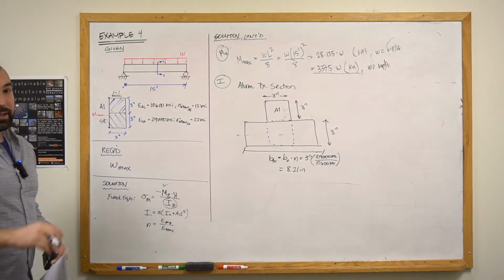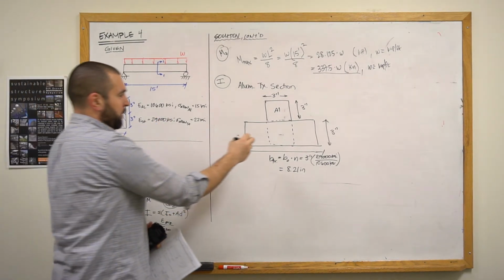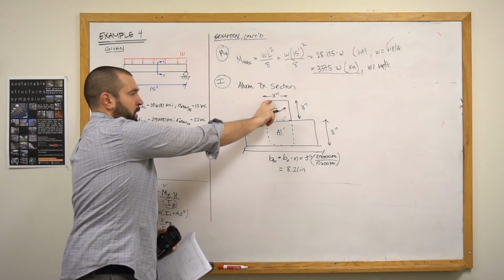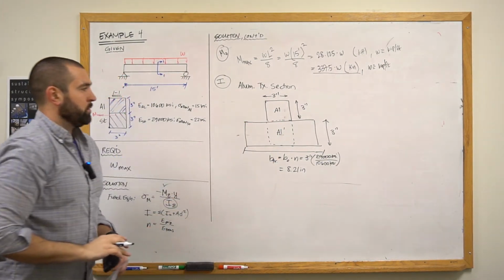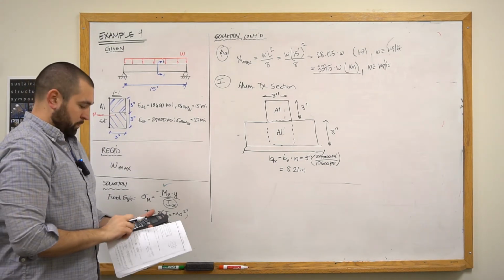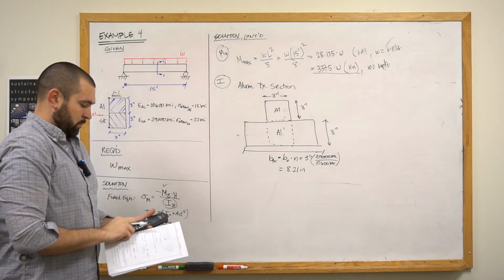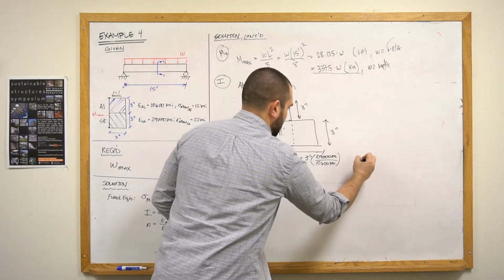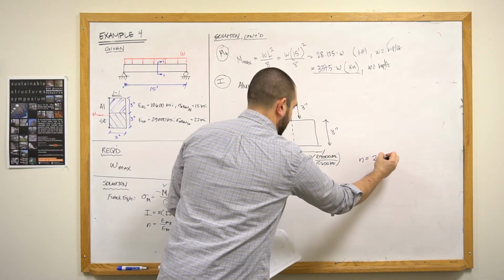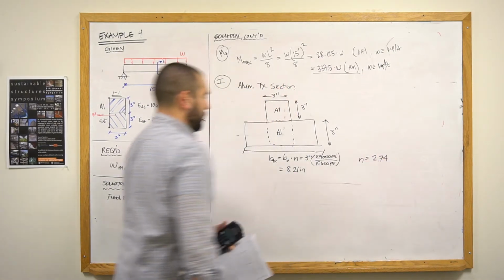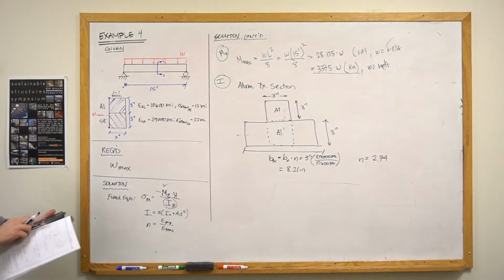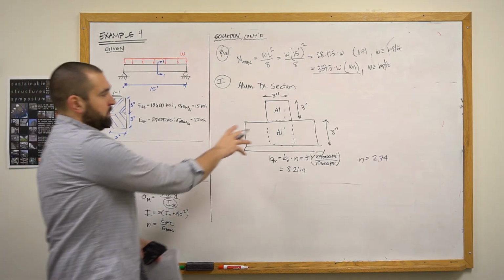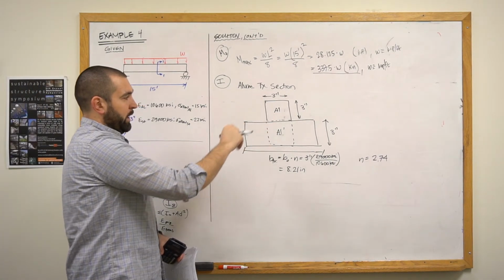So this is my cross section now. It is basically a T-beam, and now this is all aluminum: original aluminum on top, and then transformed aluminum down below. And just for future reference, that n factor, n is equal to 2.74, because that's going to come in handy later on as well. Okay, so this is the cross section that we have to deal with for calculating I.